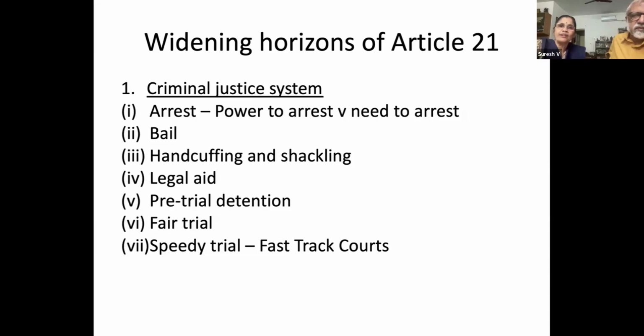That is, you have not yet been convicted. The evidence against you has not been tested. You have not been found guilty. So the rule is bail, and jail should become an exception. Again, that principle has been carved out from Articles 19, 21 and 14.